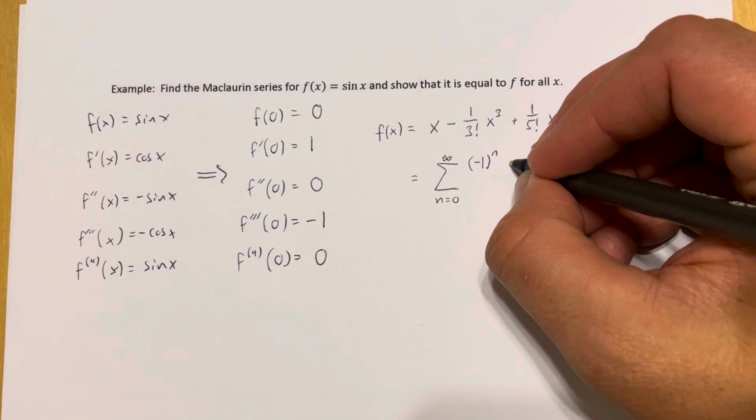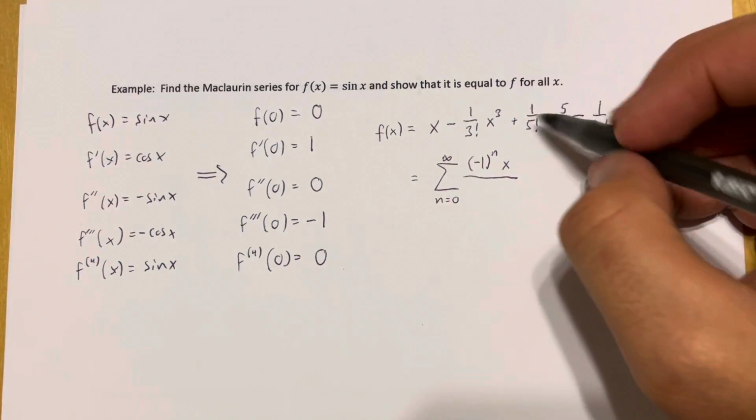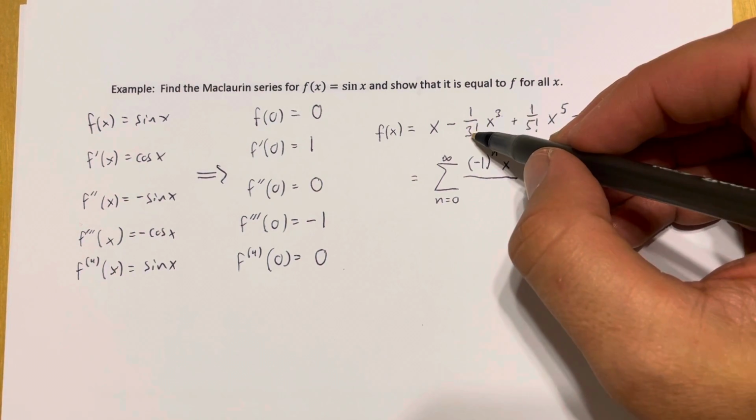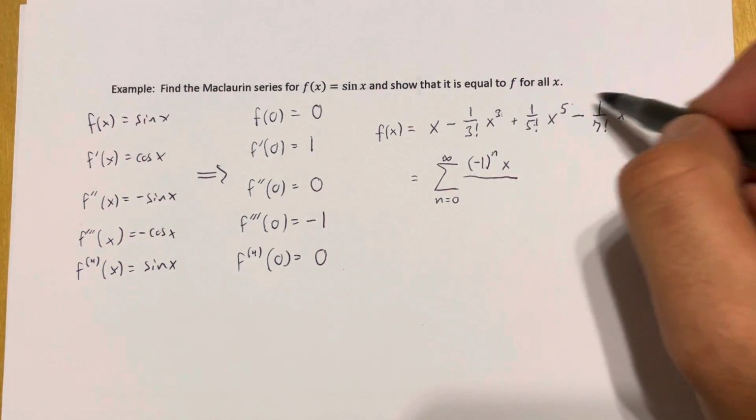Now let's look at the x's and my denominators. The power on my x matches the thing I'm taking a factorial of in my denominator. 3 and 3, 5 and 5, 7 and 7.